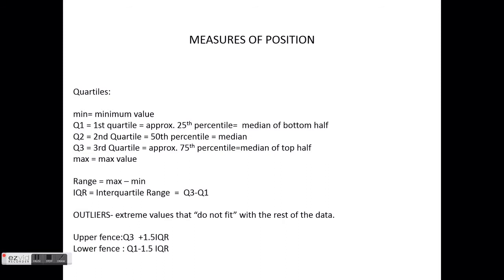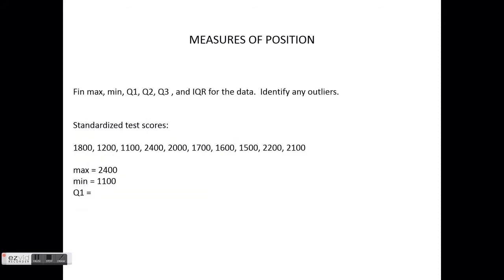Okay, let's do a couple of examples. 5-number summary. Then we're going to draw what's called a box and whisker plot. Here we have some data. Let's say this is standardized test scores. The max and the min are easy to identify, but what we want to do first, and this is important, is find the median, which is the second quartile. To do that, you have to arrange the numbers in increasing order.